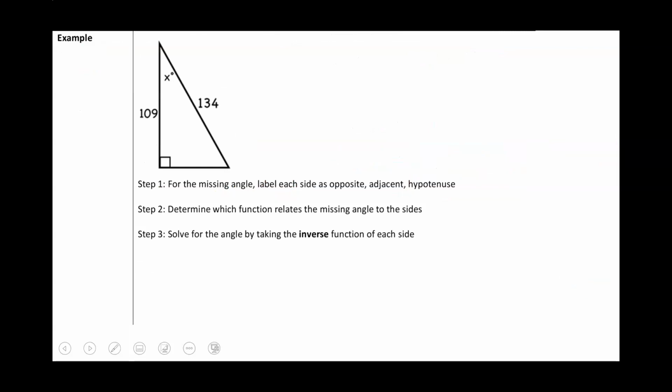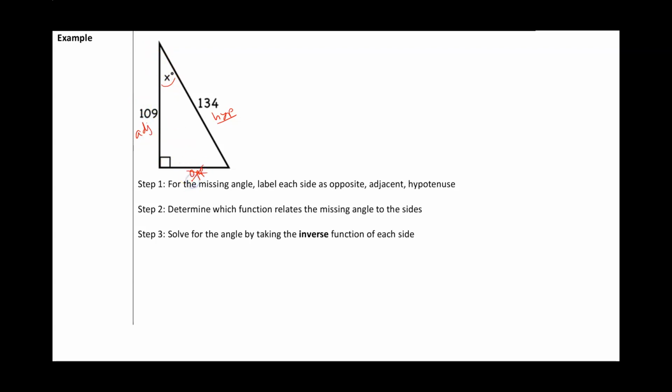Okay, let's take a look at the next example. We are given angle X, and our first step is going to be to label each side with respect to angle X. Okay, so first thing I want to do is label the hypotenuse as across from the right angle. That's my diagonal. This is the hypotenuse. Now the side connected to angle X, the 109, that is going to be the adjacent side, and then across from it is going to be the opposite side.